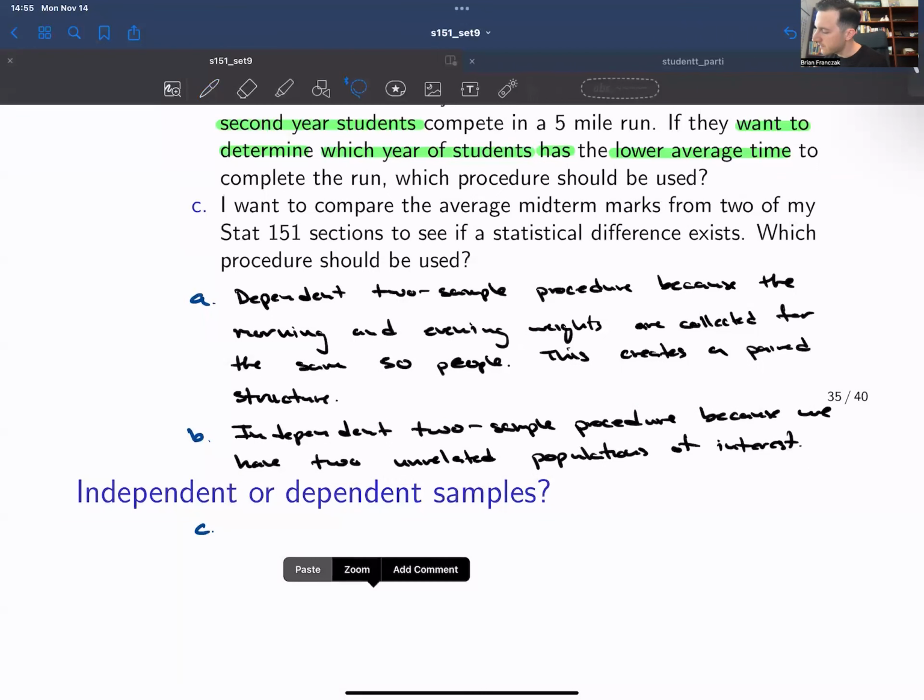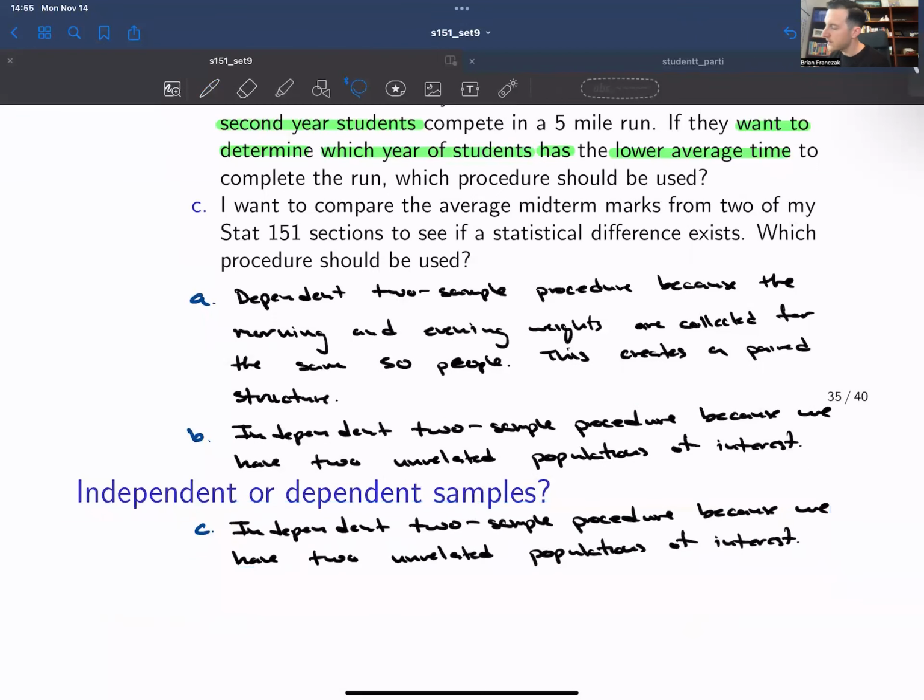Once we've identified the structure and whether or not that independence or dependence exists between the populations, we now know which procedure we should use.